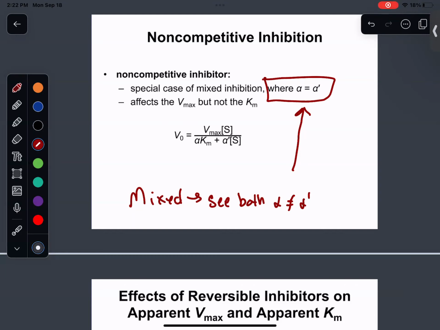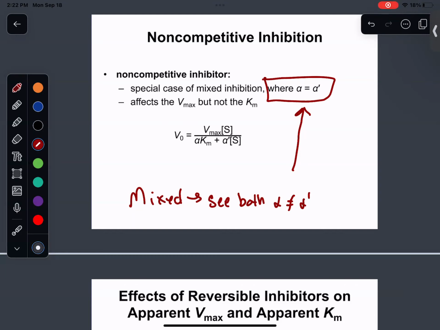But yeah, that's the main point. It's a special case of mixed inhibition where alpha equals alpha prime, where you have exactly the same amount of Km change and substrate concentration change. This is really not going to show up much, guys. Don't spend too much time on this slide. Don't bang your head against the wall on this.